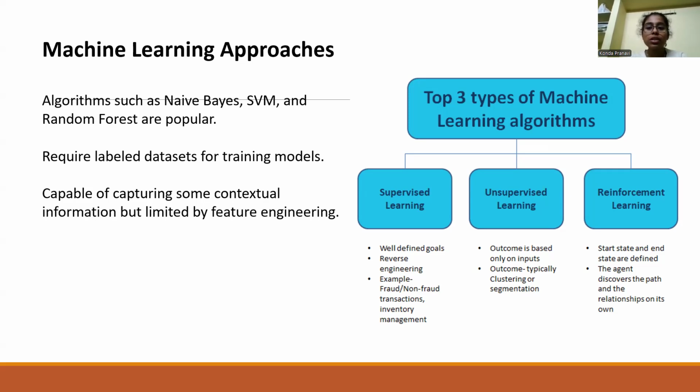There are three types of machine learning algorithms: supervised, unsupervised, and reinforcement learning. In supervised learning, there are well-defined goals. In unsupervised learning, there are only inputs, based on the outcomes.